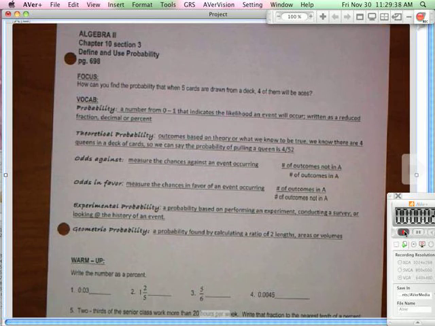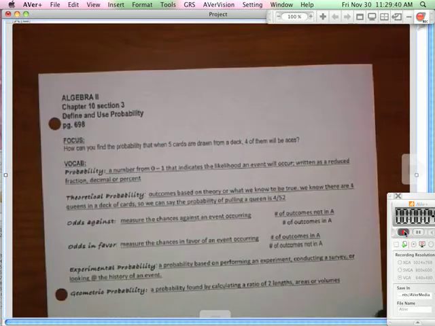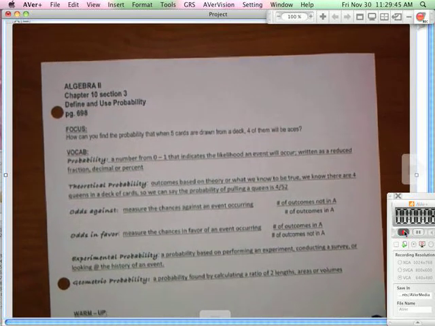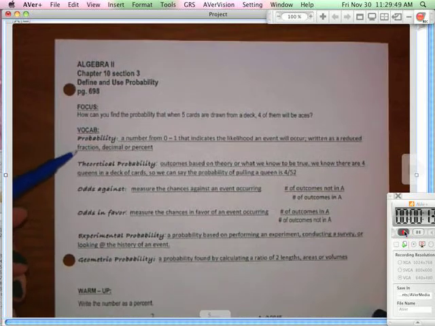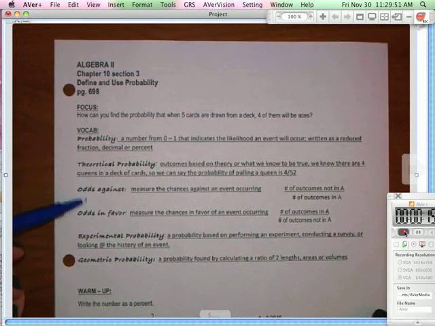Okay, so here we go. We're going to continue with section 10.3. How can you find the probability that when 5 cards are drawn from a deck, 4 of them will be aces? So here's a bunch of definitions: probability, theoretical probability, odds against, odds in favor, experimental probability.